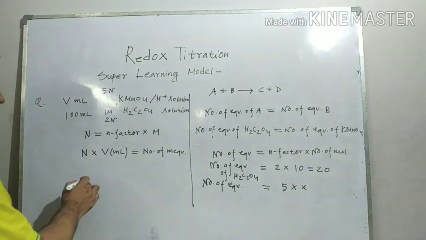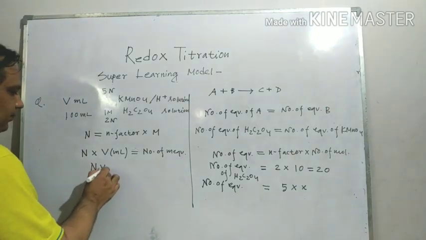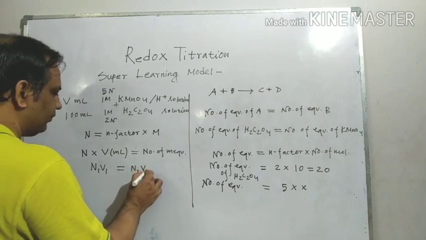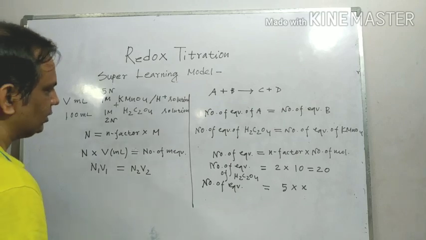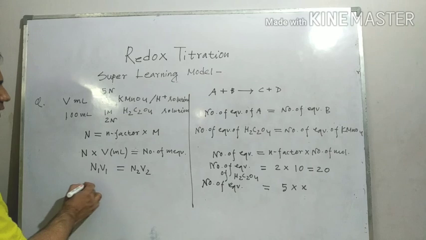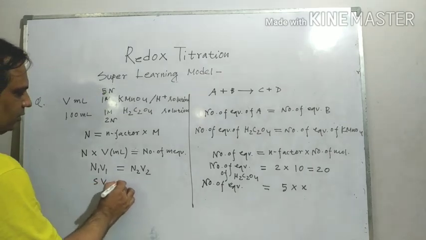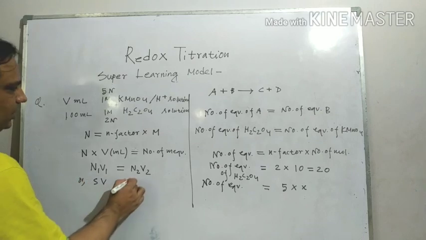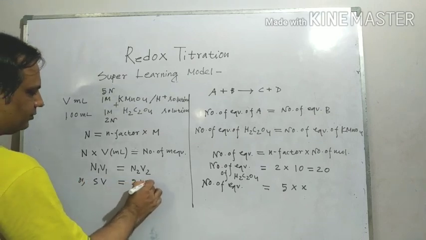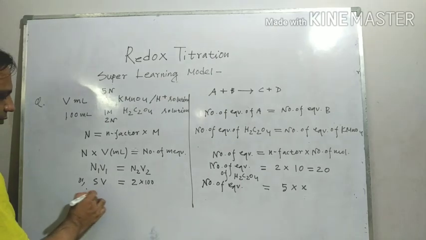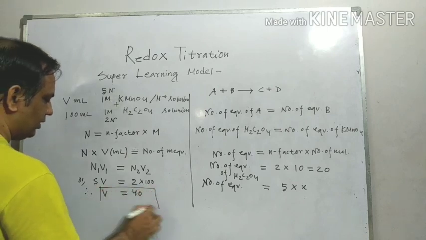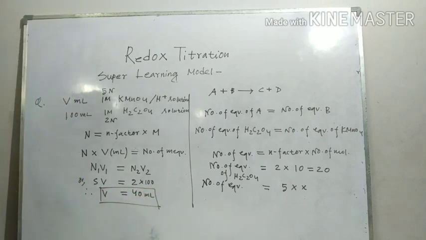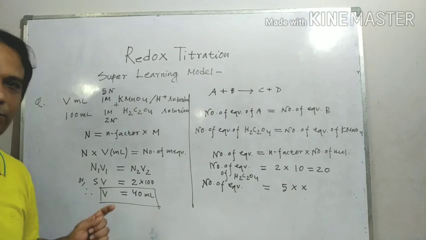Fine. So the next step is N1V1 equal to N2V2. That means the number of milli equivalents of KMnO4 should be equal to the number of milli equivalents of oxalic acid. So here 5 into V and 2 into 100. So the V will be 40. So here the answer is coming out. This is the volume of KMnO4, that will be 40 ml. I think this is clear to all of you.